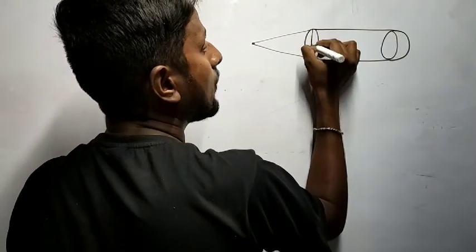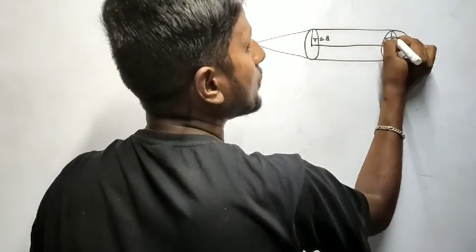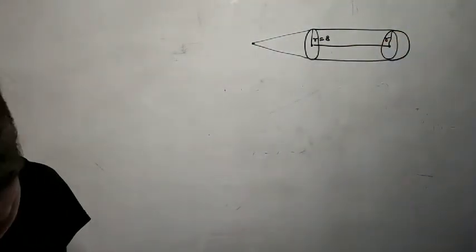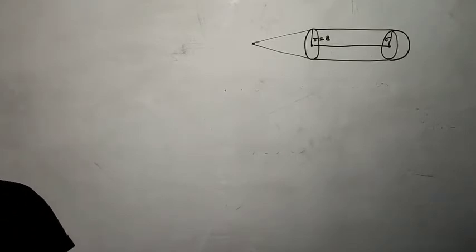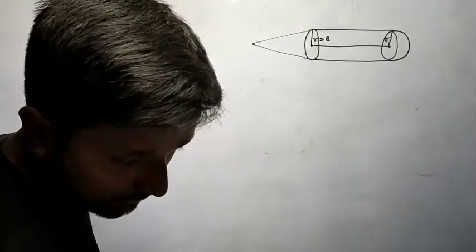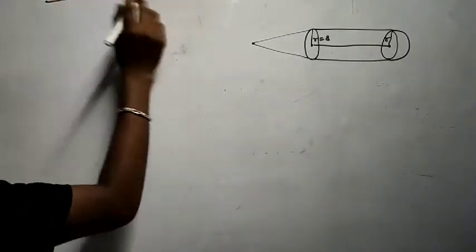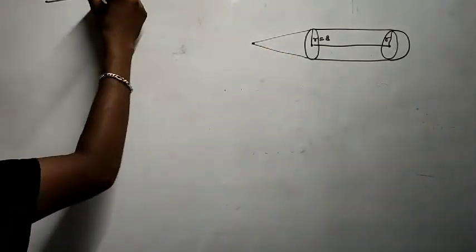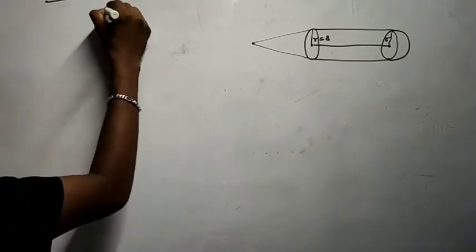Radius r is equal to 8. It is also r. So the radius of the common base is 8, and the heights of the cylindrical and conical portions are 10 and 6 centimeters. Now first I want to talk about the cone portion. The r value we know is 8 centimeters as given, and the h value given is 6 centimeters.